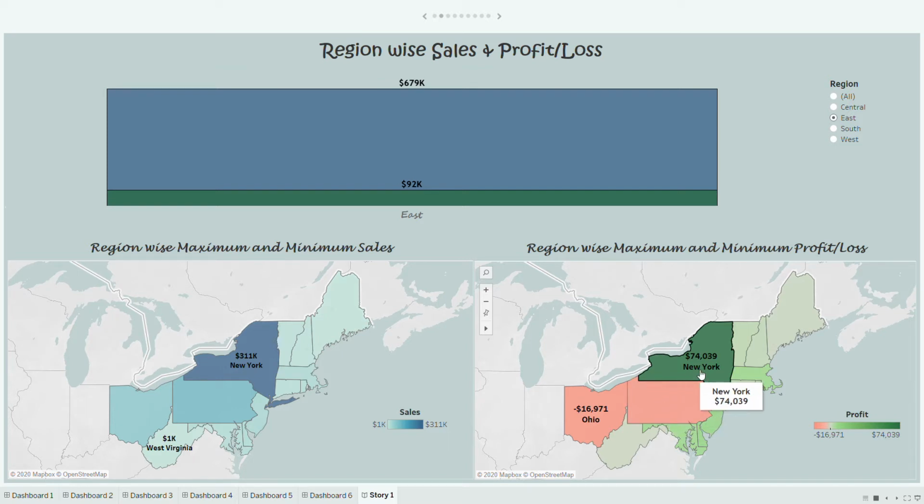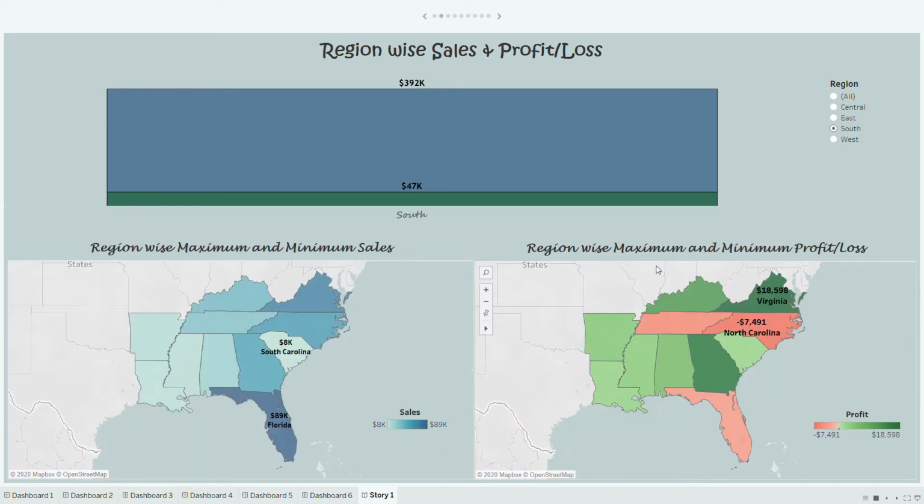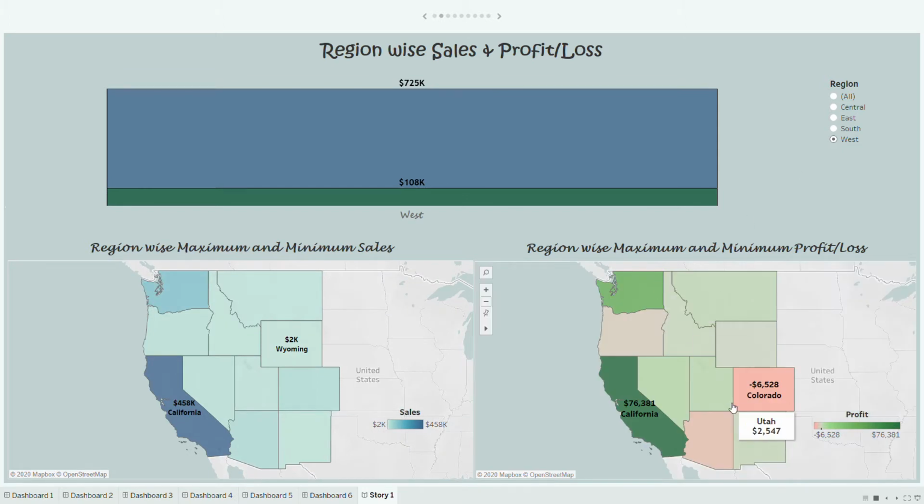New York has a great profit of $74,039. In the south, we can see North Carolina, Tennessee, and Florida have also faced losses, whereas the sales in Florida were maximum at $89,000. In the west, you can see Colorado, Arizona, and Oregon have faced huge losses, while California has the maximum sales and also the maximum profit.